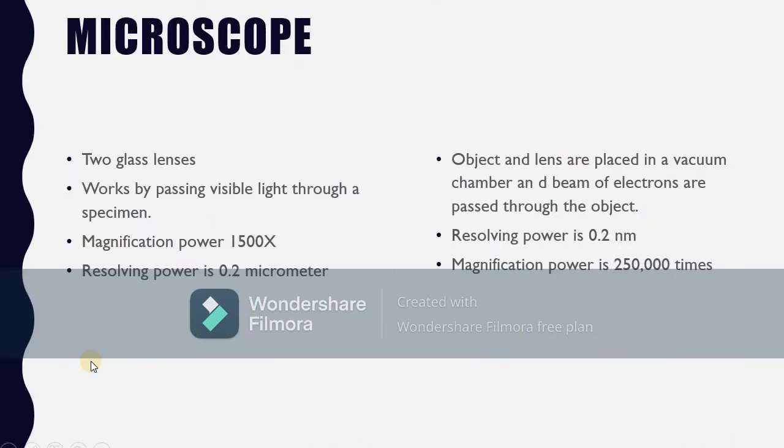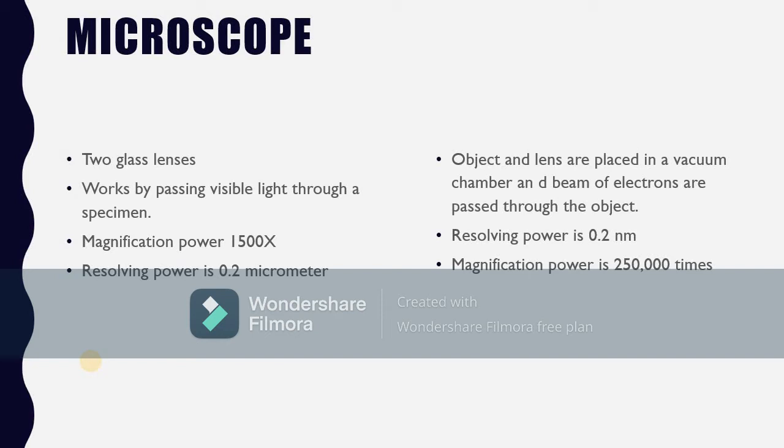The first thing is about the microscope. There are actually two types of microscopes. The first one is the light microscope and the other is the electron microscope. How they work: the light microscope actually contains two glass lenses, and it works by passing visible light through the specimen. Like there is the object present, through which the visible light can pass, and it helps to see the object.